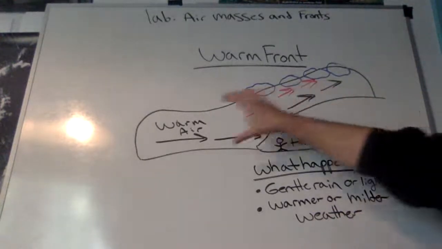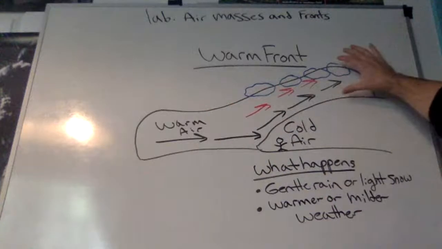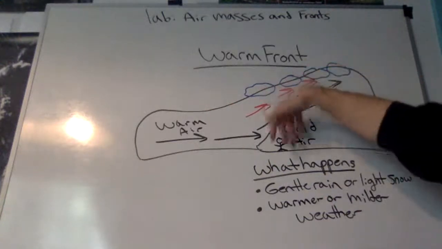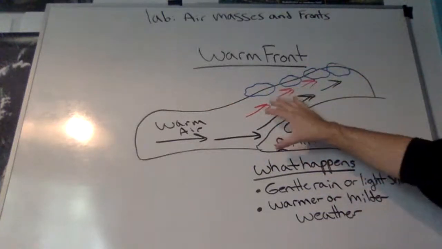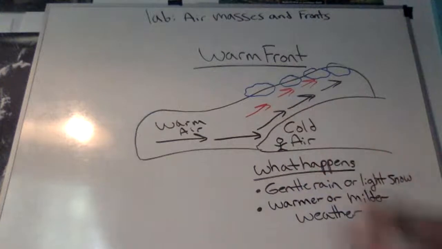So it comes up, it spreads out a little bit more. So basically it's raining all over the place, but it's a lot lighter than if a cold front came in and just pushed all that warm air right up.